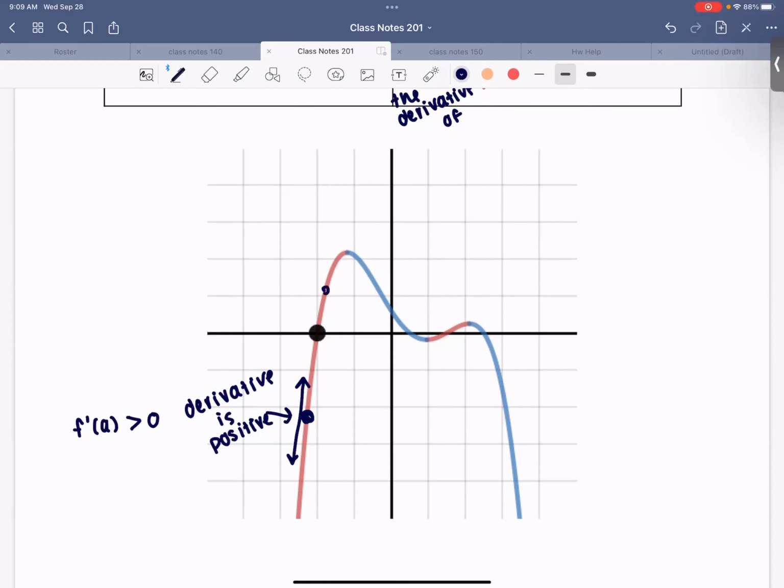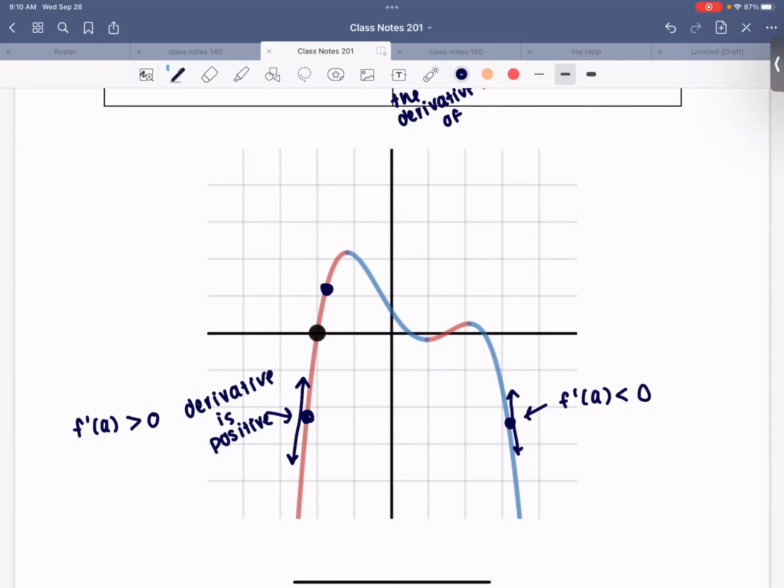And if I pick this point, the derivative would also be positive, right? Because we're still increasing. And if I drew my tangent line, it would be increasing. Okay. All right. Let me pick a point here. Okay, so towards the right, my tangent line would be going down now, right? Do you think the derivative is positive or negative here? Negative, right? So here, f prime of a is negative.